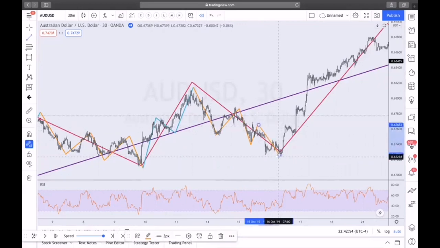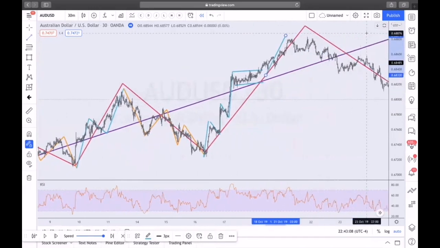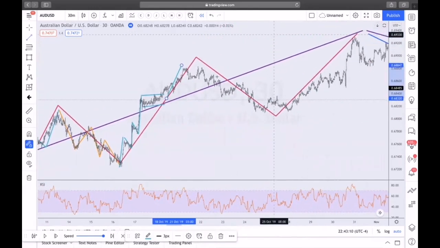Now I'm going back up. Impulse, correction, continuation, correction, continuation. This is consolidation right here, so I'm just going to put a flag here. And then this is our impulse up. Now I'm going back down.